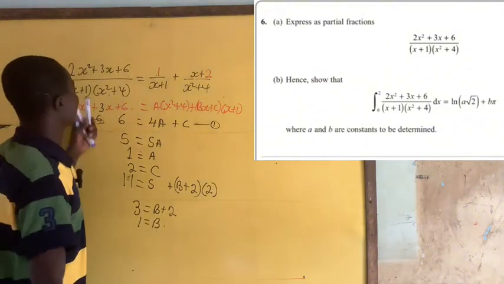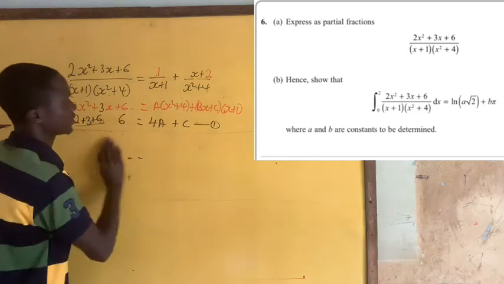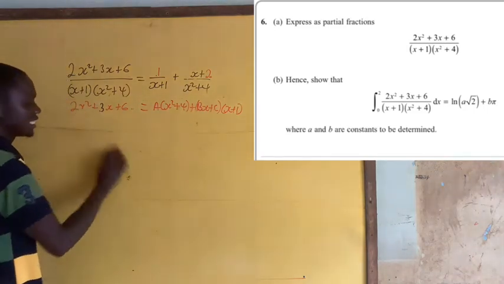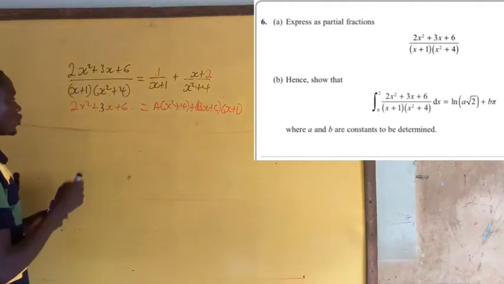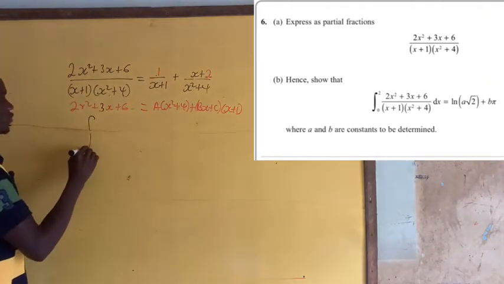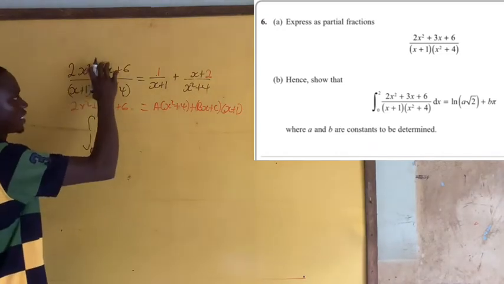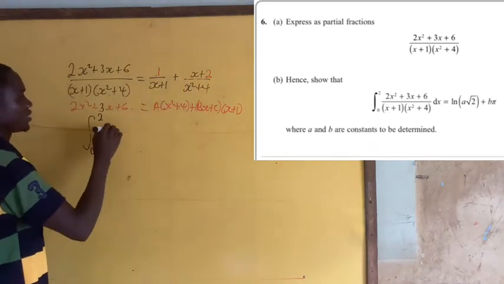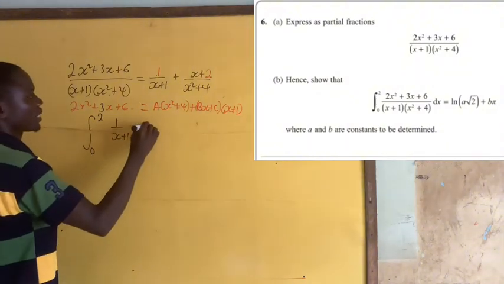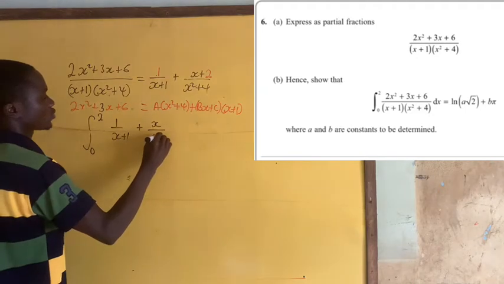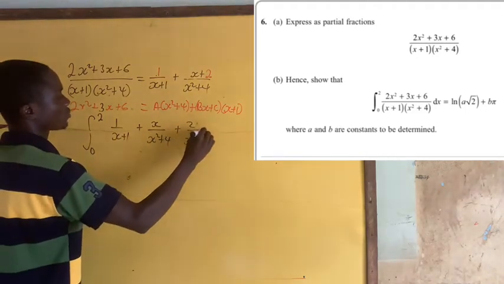Now we are to integrate this from 0 up to 2, which simply means that we integrate the partial fractions, because this is the same as that. So we take the integral from 0 up to 2 of 1 over (x + 1), plus x over (x² + 4), plus 2 over (x² + 4).